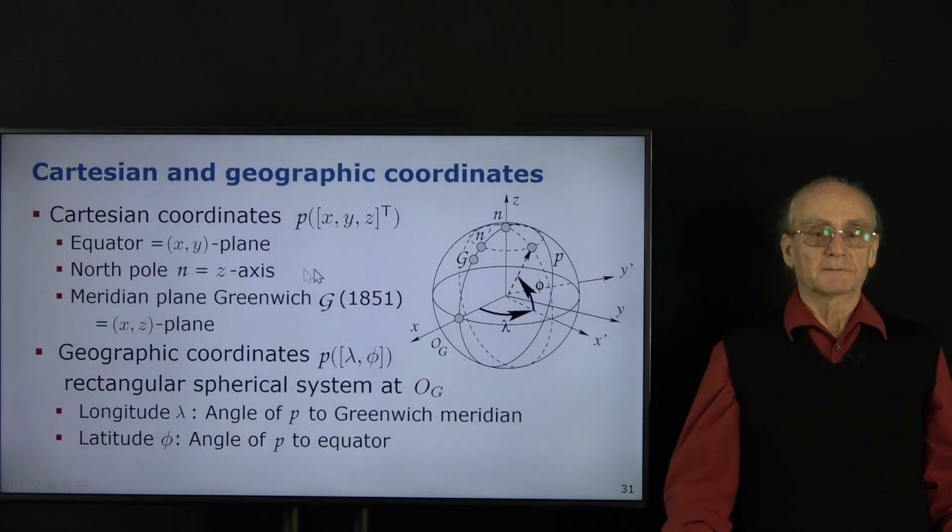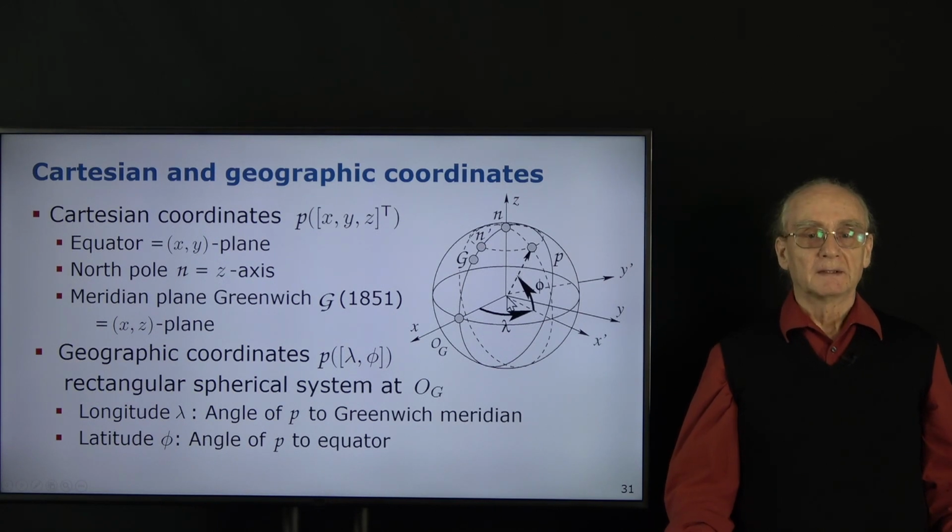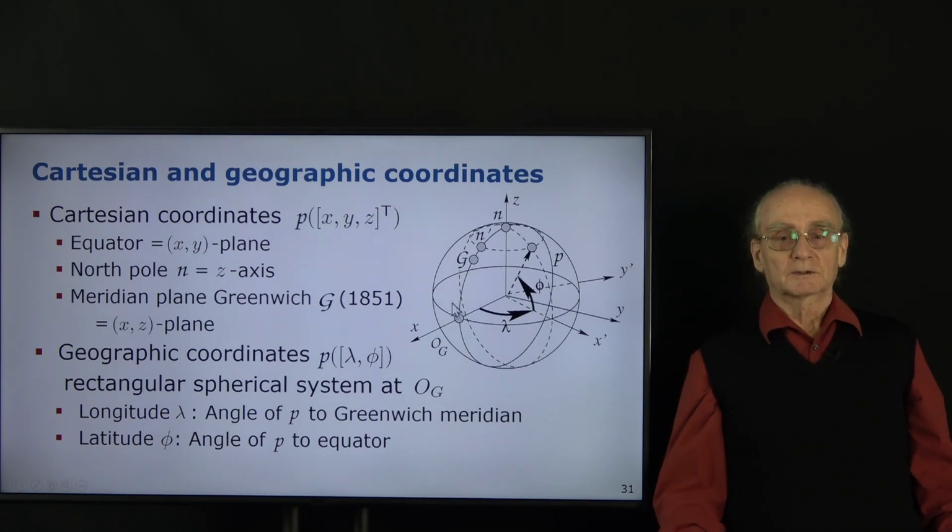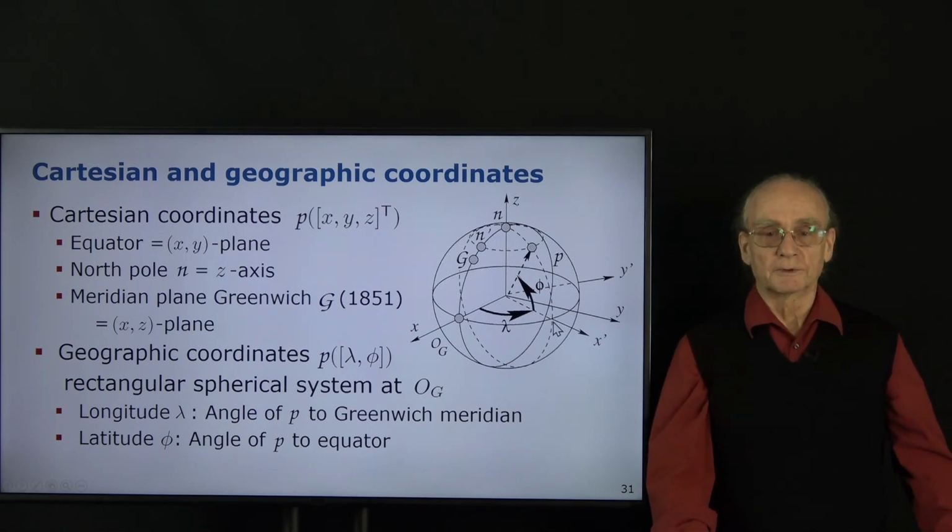How are they defined? Cartesian coordinates refer to the center of the sphere and are described by x, y, z. And because it's a point on the sphere, this will be a unit vector. We start with the convention that the equator plane is the xy plane and the north pole is the z-axis. So you still don't know in which direction the x-axis is here in the equator plane. And this, of course, is not good for communicating geographical coordinates.